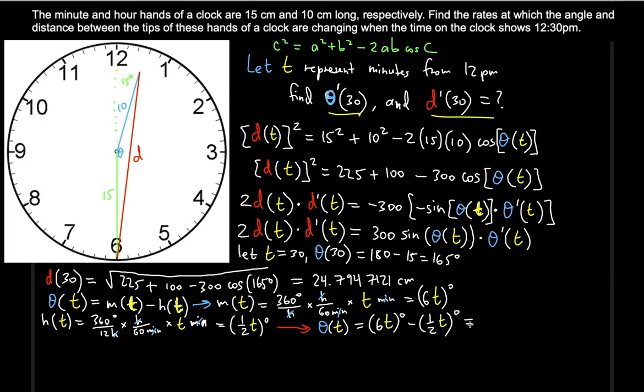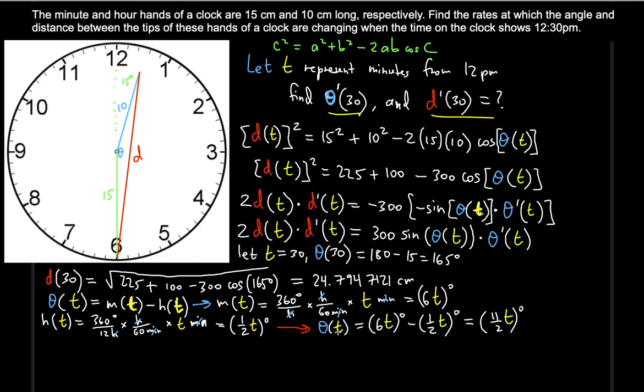Which is what? Which is going to be 11 divided by 2, right? So 12t over 2 minus 1t over 2, 11/2t, 11t over 2 degrees. So now you can safely take the derivative.